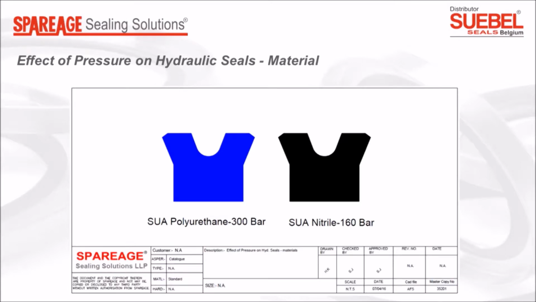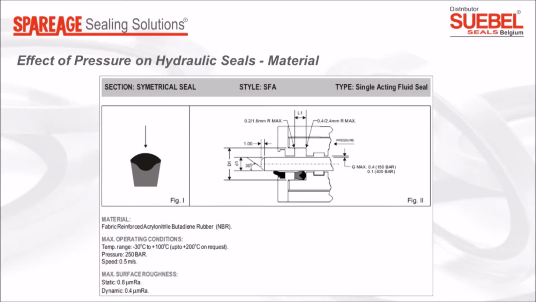But the same UA seal made in polyurethane can withstand a pressure of 300 bar due to a higher tensile strength in its virgin state, without fillers or fabric reinforcements. Nitrile rubber, when reinforced with fabric, has a higher strength and can withstand pressure up to 250 bar.